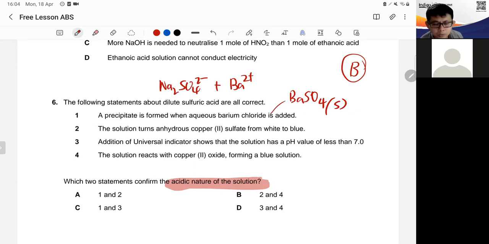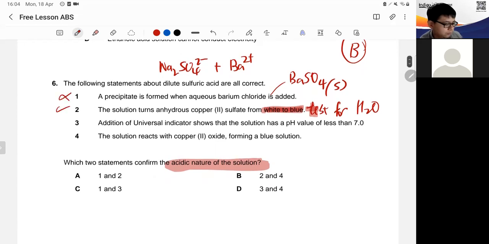What about 2? Solution turns anhydrous copper sulfate from white to blue. If you recall, this observation is the test for water. Which means if there is water, and I drop it into anhydrous copper sulfate, which is white, it will turn blue straight away. This statement only proves that there is water in the acid. But does it prove that the acid is acidic? No.